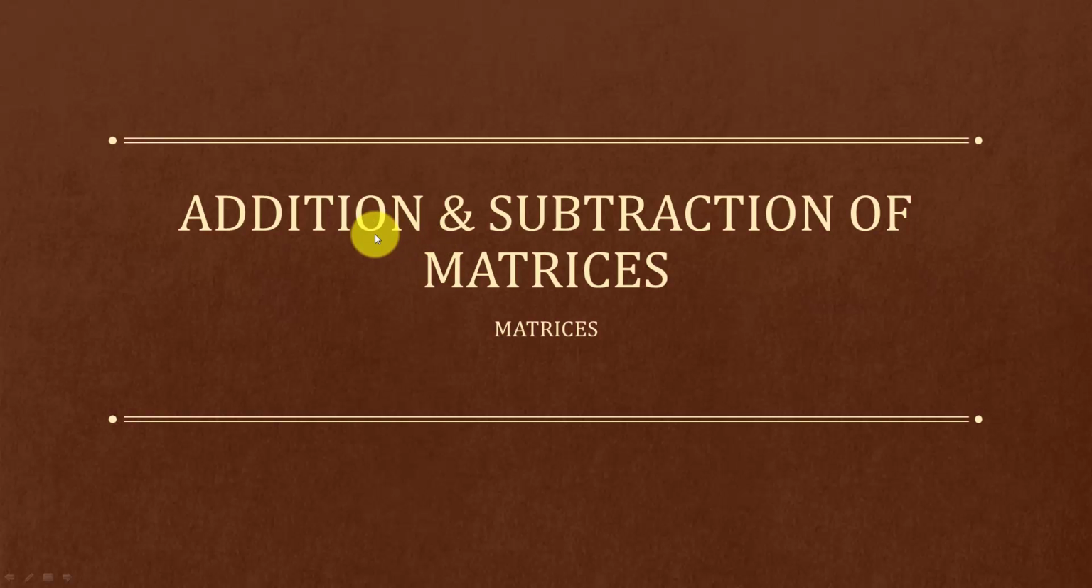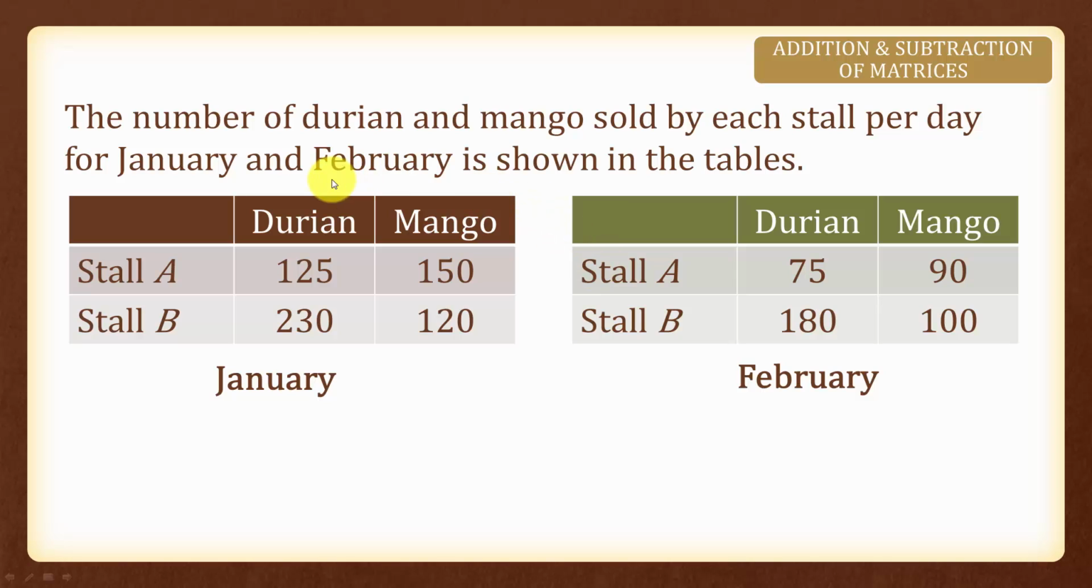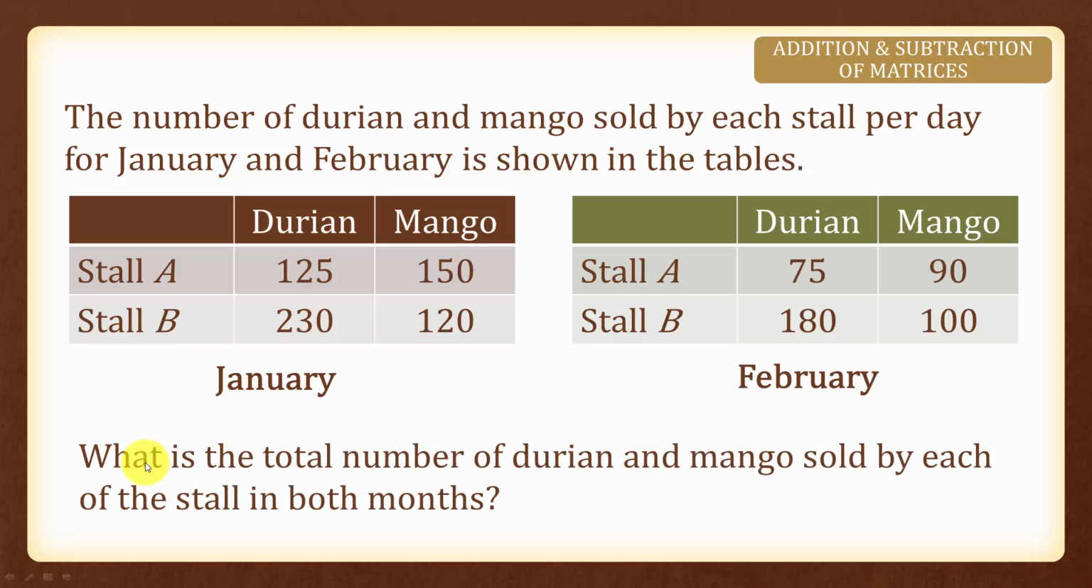In this topic, we are going to learn about the addition and subtraction of matrices. Here we have two tables showing the number of durians and mangoes sold by each store per day for the month of January and February. We are asked, what is the total number of durian and mango sold by each of the store in both months? To get the answer, we have to add up the data in these two tables.